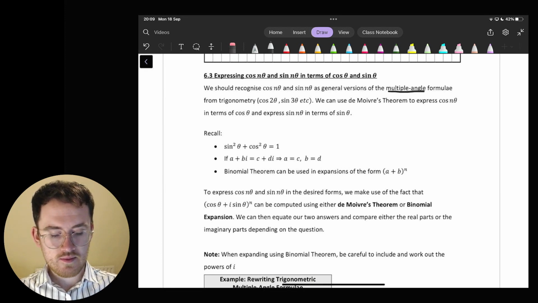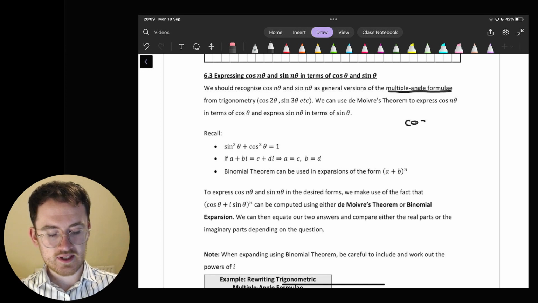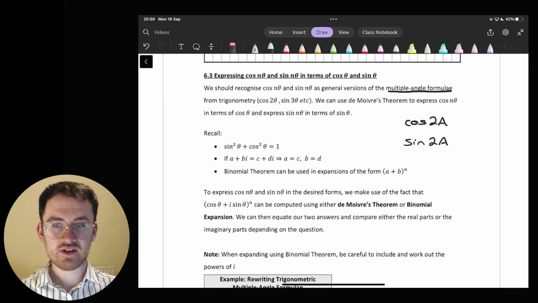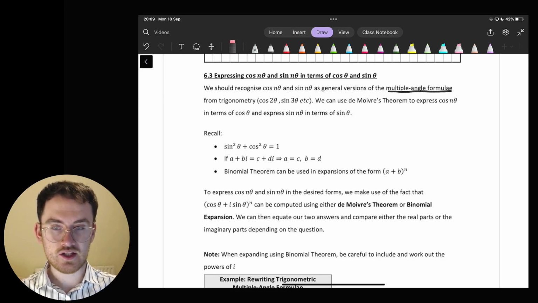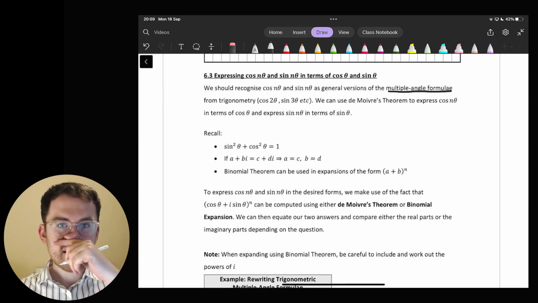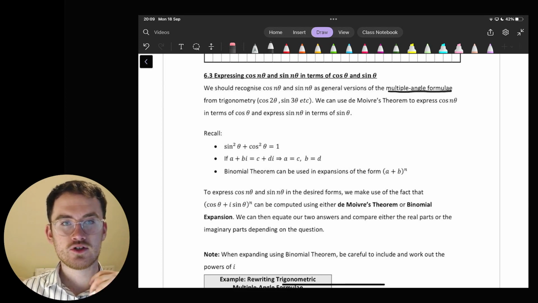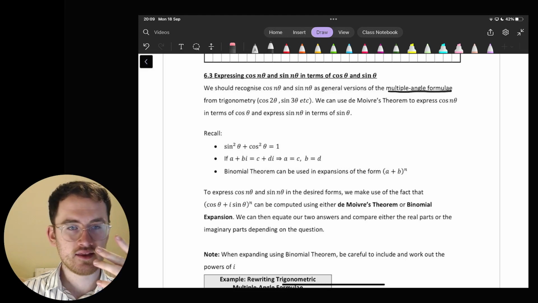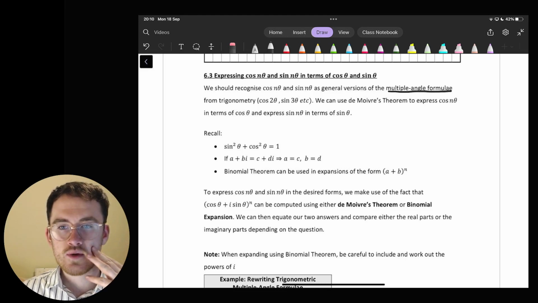formulas. Now, we might remember from trigonometry, we had formulas like cos 2A or sine 2A, and we had specific identities or formulas that we used for those values that we were able to just use from our log tables. Now, what we're going to look at is ways of using De Moivre's theorem to essentially nearly derive those formulas. So ways of expressing cos n theta in terms of cos theta, sine n theta in terms of sine, or in terms of sine and cosine. And it just depends on what the question asks us for.